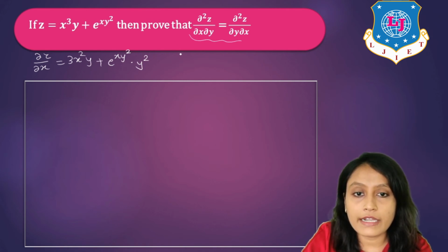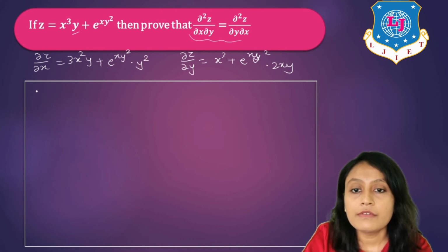Okay, now we will find this del z by del y, means partial derivative of z with respect to y, and we will keep x as a constant. So derivative of y is 1, so we have only x cube plus e raised to x y square into, now x is constant and derivative of y square is 2y, so you will get 2xy.